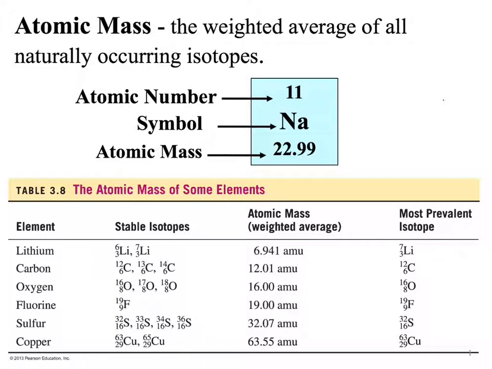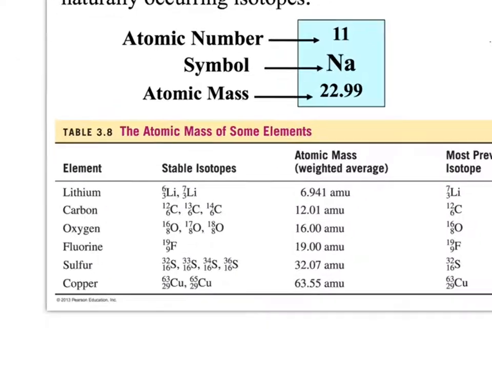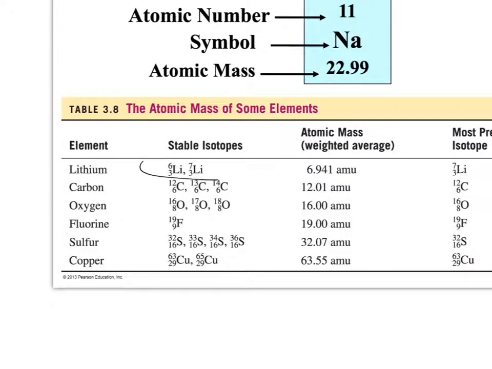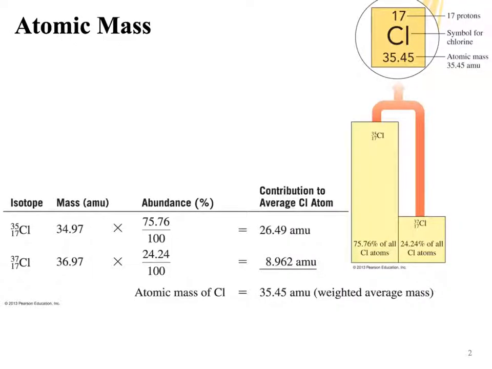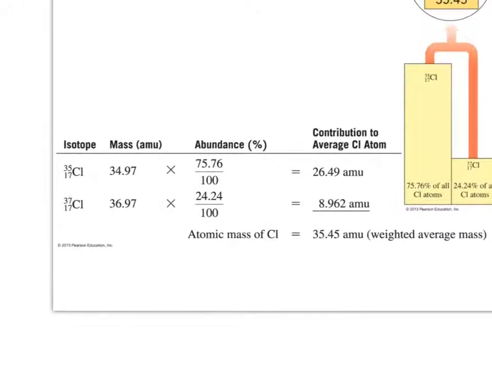The atomic mass is an average, a weighted average of all the masses of the naturally occurring isotopes. As we see, for example, there are two isotopes of lithium. For carbon, there are three, oxygen, and so on. So I'm going to teach you now how to calculate a weighted average for the masses. In order to do this, instead of doing a normal average, we need to know the masses.